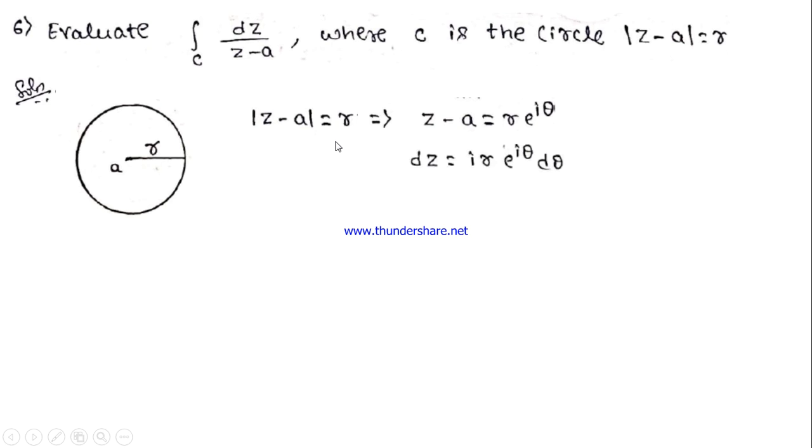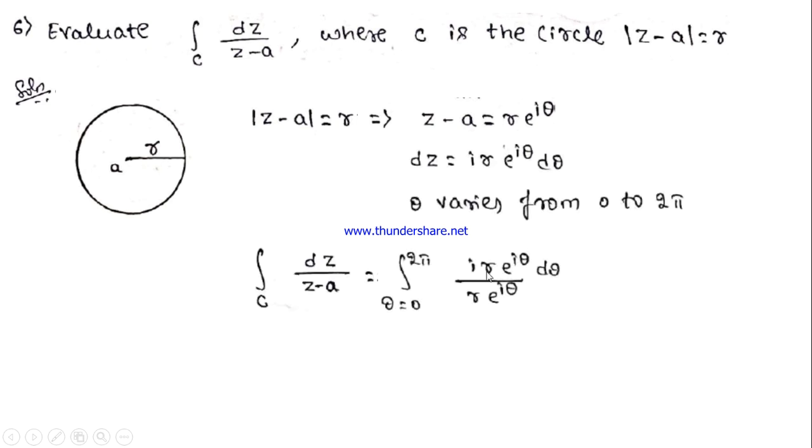Here, if I substitute everything back in this expression, you will get i r e power i theta, so that is your dz, and z minus a is r e power i theta. The r e power i theta cancels. i is constant. Integration of 1 becomes theta between the limits 0 and 2 pi. The answer is 2 pi i.